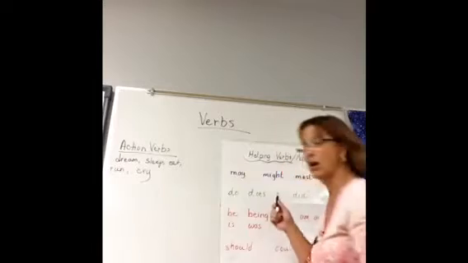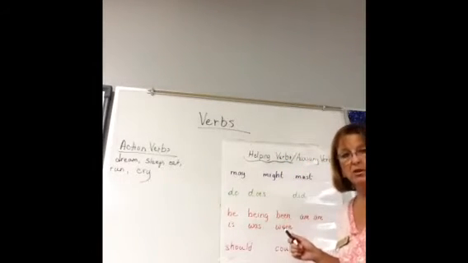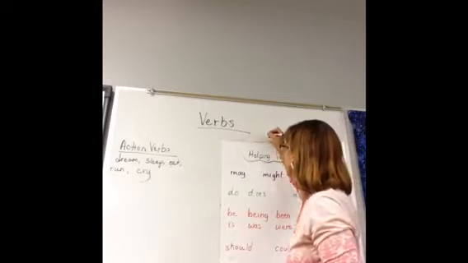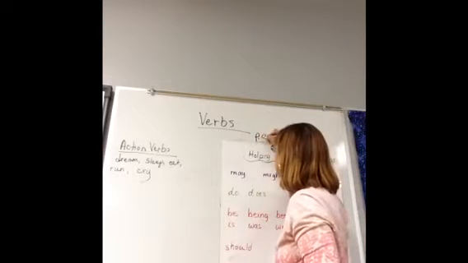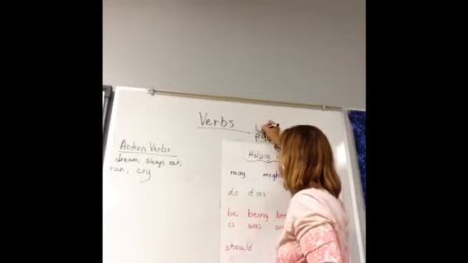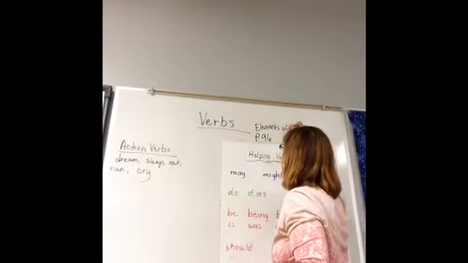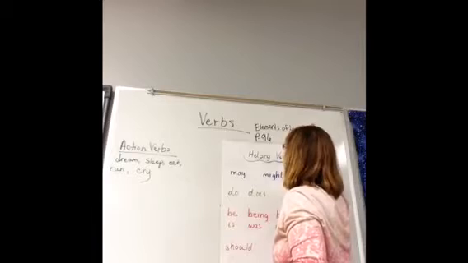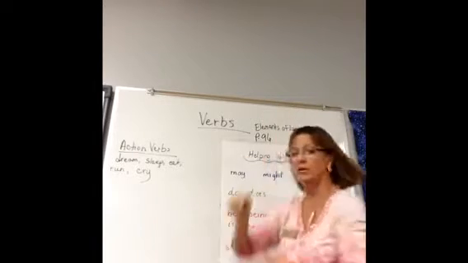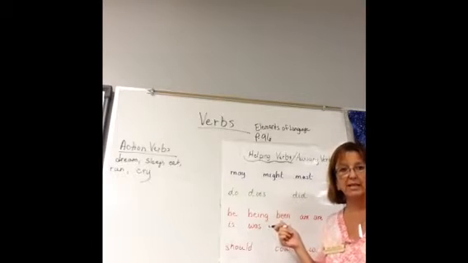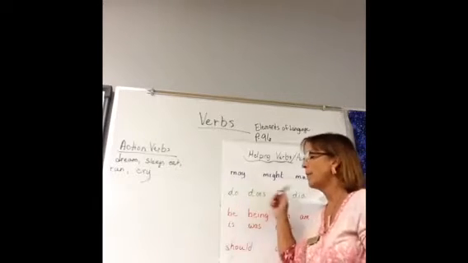Then we have our helping verbs. We call them also auxiliary verbs. There's a list of these verbs on page 96 of your Elements of Language. That's the blue book for some of you new people. So if you need this list, you can refer to that on page 96 in your Elements of Language.